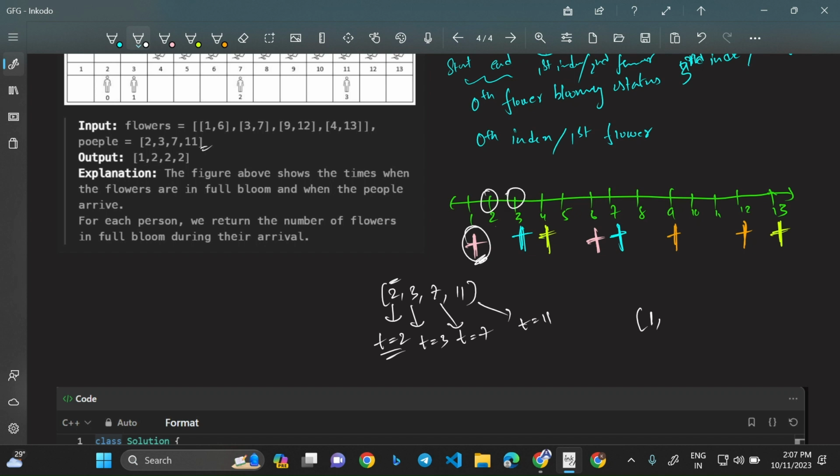Now come to t equal to 3. So at t equal to 3, we have two flowers, this one and this one, right?